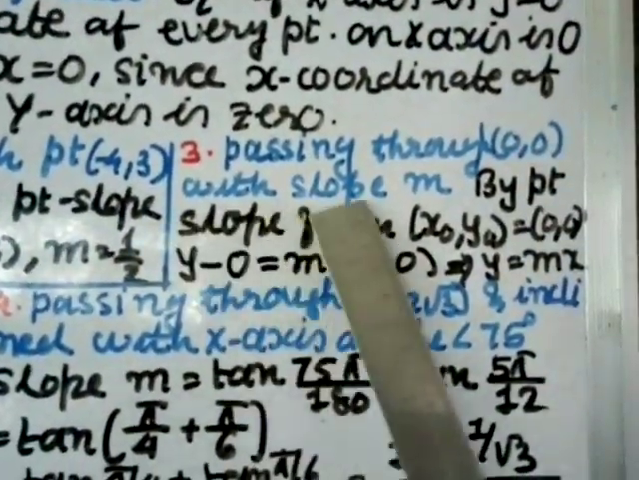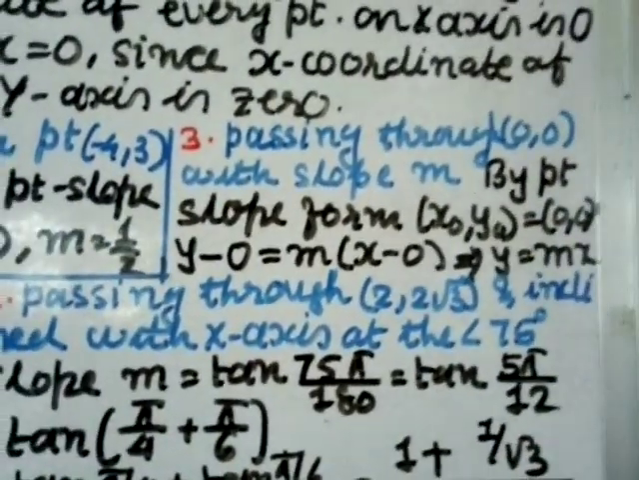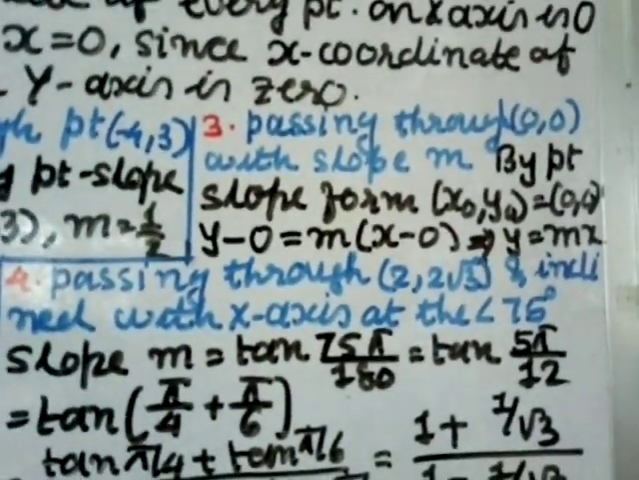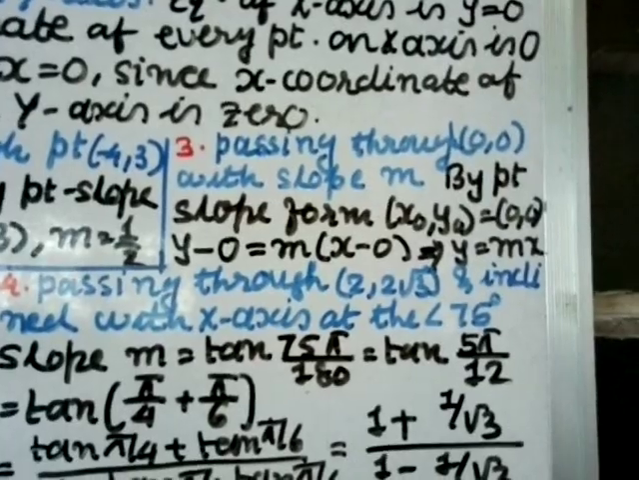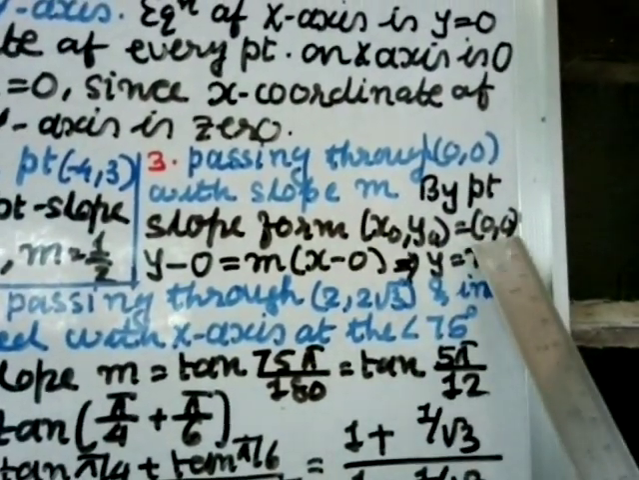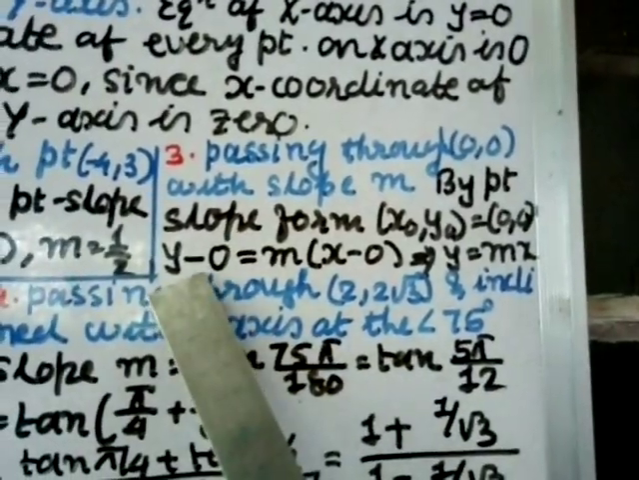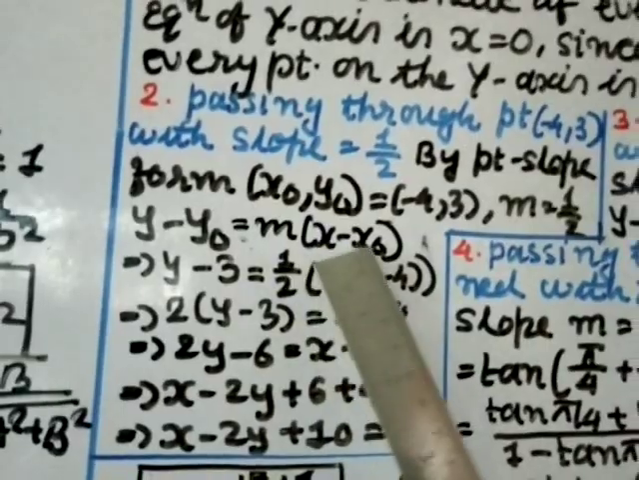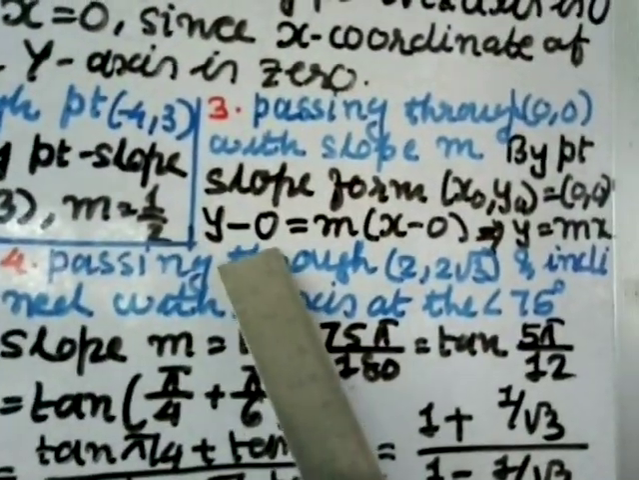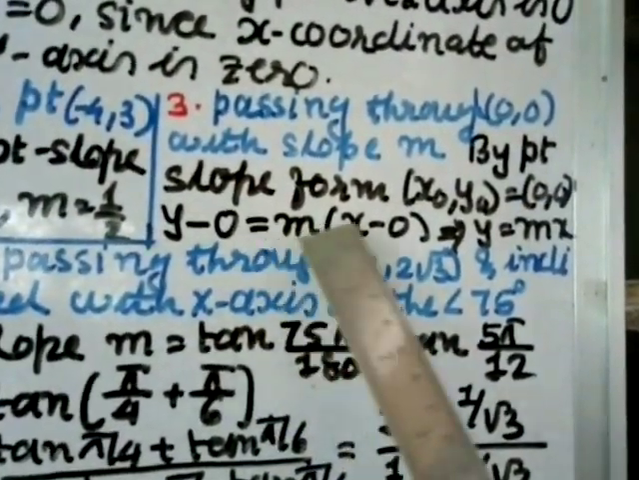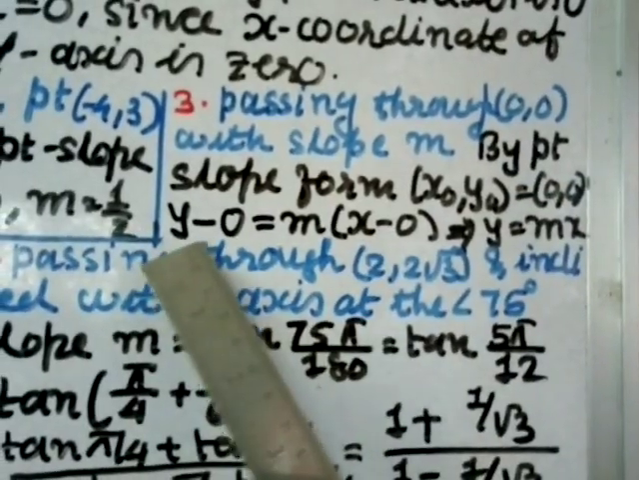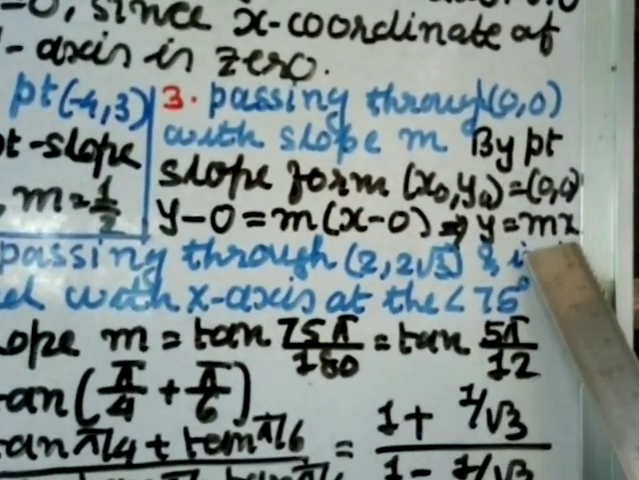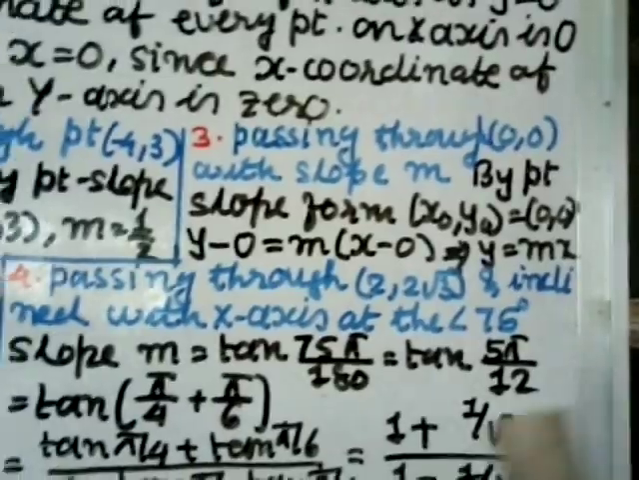Question number 3. Passing through the origin 0, 0 and with slope m. Here also the point is given and the slope is given, so we use the point slope form. The point x naught, y naught is 0, 0, and the slope is m. The equation is y minus y naught equal to m times x minus x naught. So y minus 0 equal to m times x minus 0. So y minus 0 is y, and m into x is mx. That is the equation with the given condition.